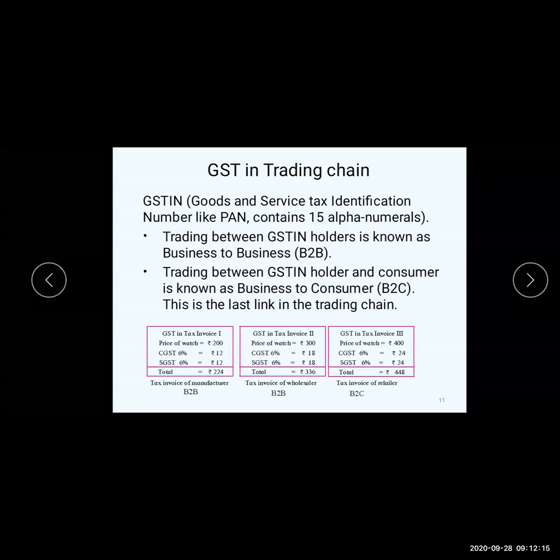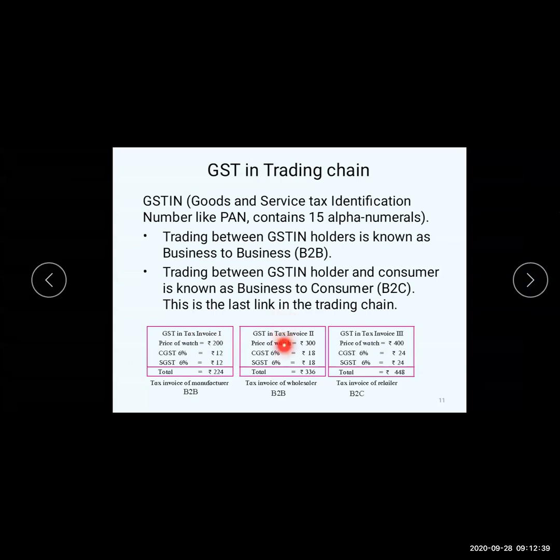Now GST tax invoice 1, that is the business to business tax invoice of the manufacturer, is given here. Price of watch is rupees 200, CGST 6%, that is rupees 12, SGST 6%, rupees 12. In this way, a total of 224 rupees is being paid. Then the wholesaler, that is business to business.